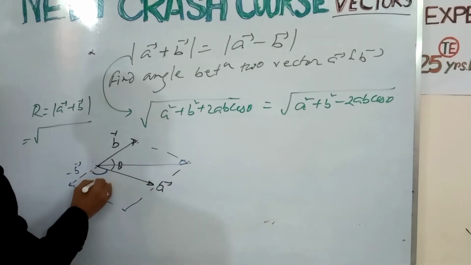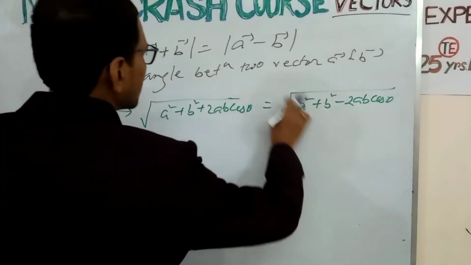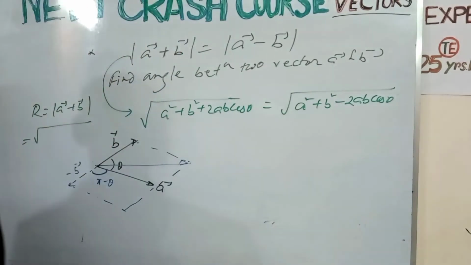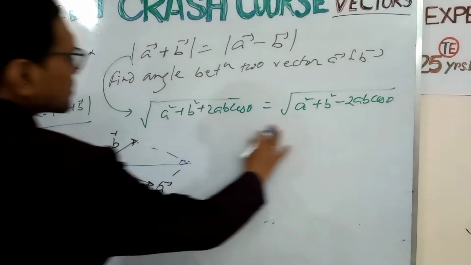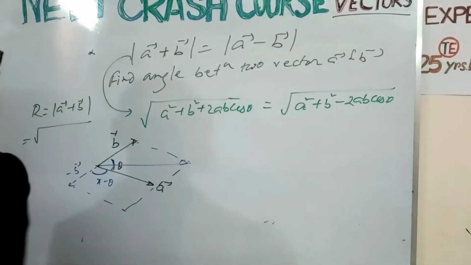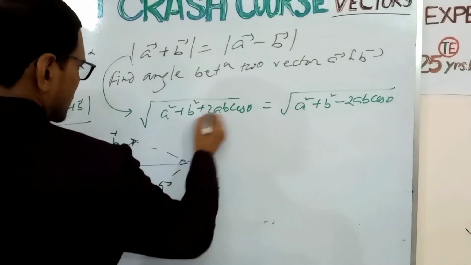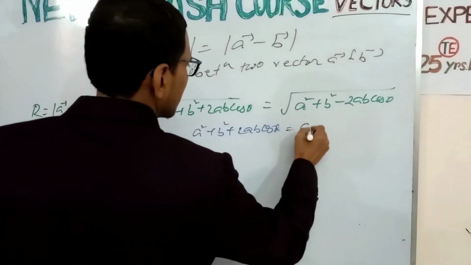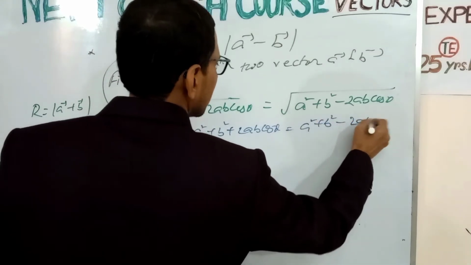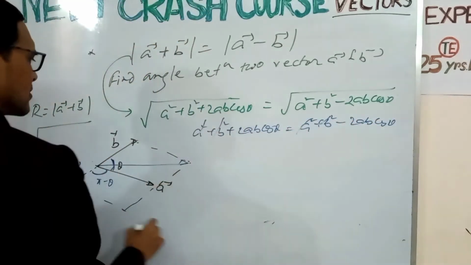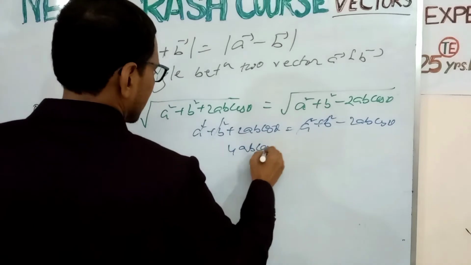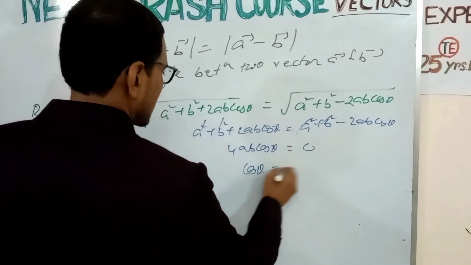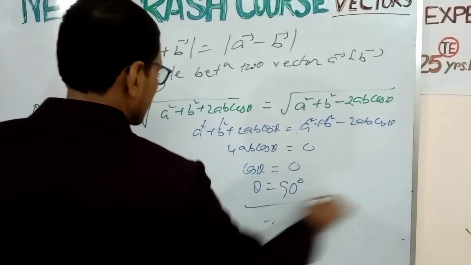the angle for a minus b equals pi minus theta. That's why mod a minus b equals this. Now the angle between a and b is theta. So from the two equations, from this equation we get cos theta, squaring both sides. So this is the answer.